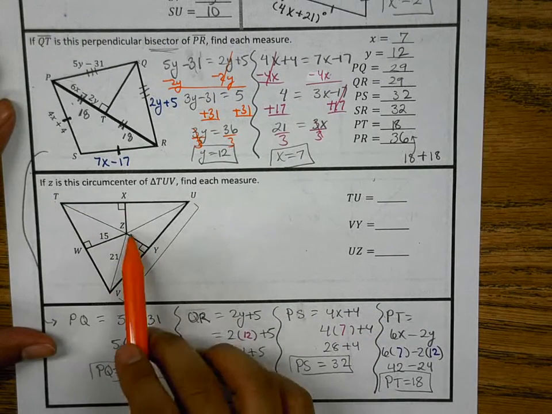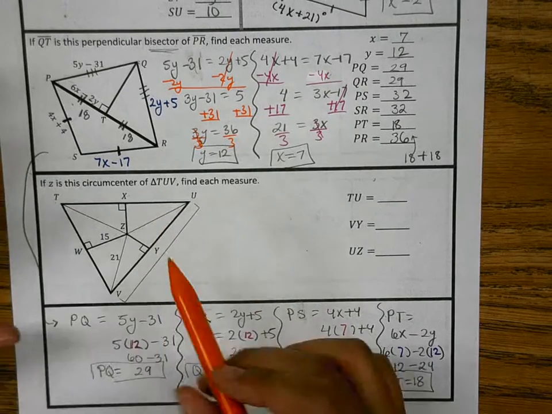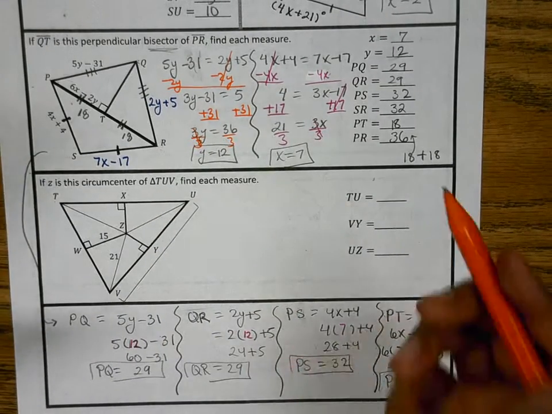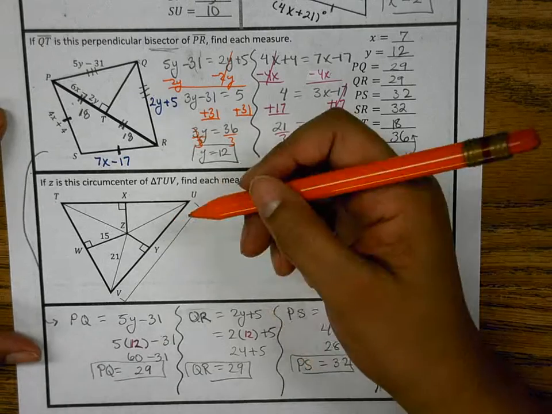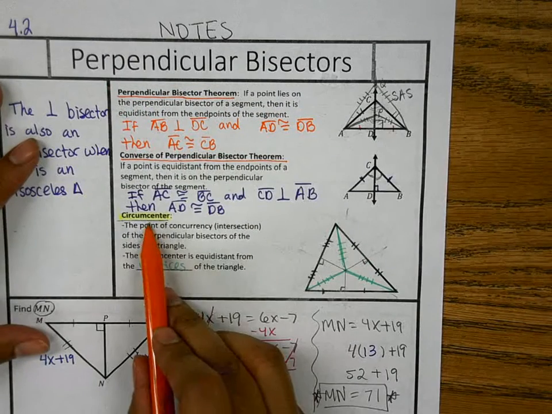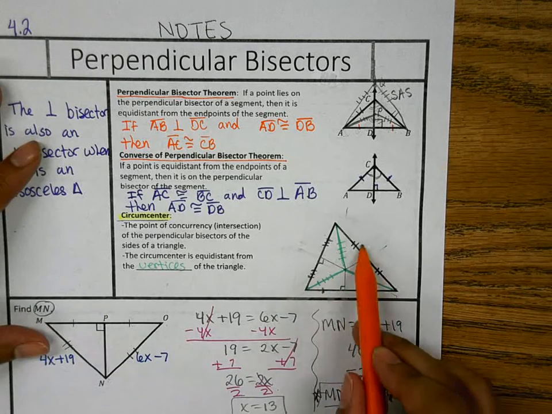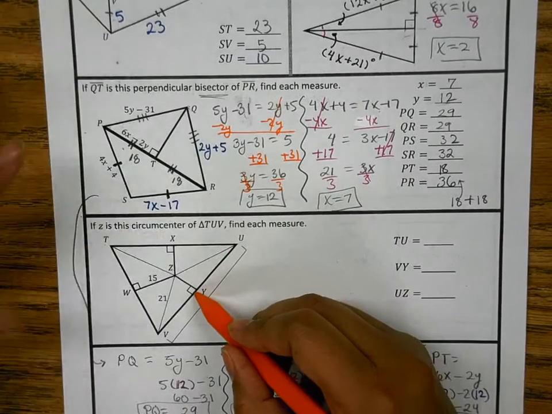UV or VY and UZ is what we're looking for. What's given? Z is the circumcenter of the triangle TUV. Find each measure. Remember, a circumcenter is made from all the perpendicular bisectors. I'm going to flip the page really quick. The circumcenter is made from all the perpendicular bisectors.